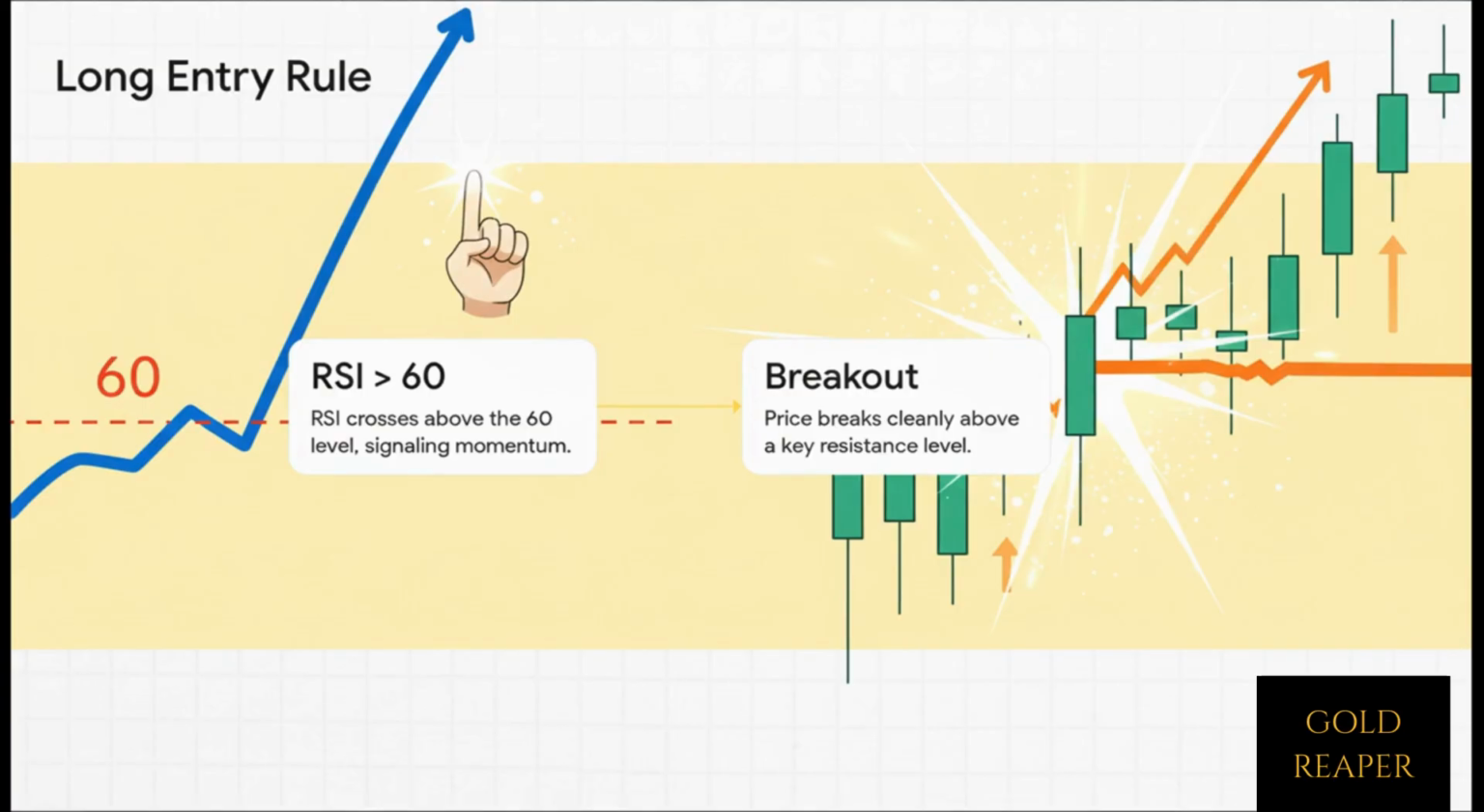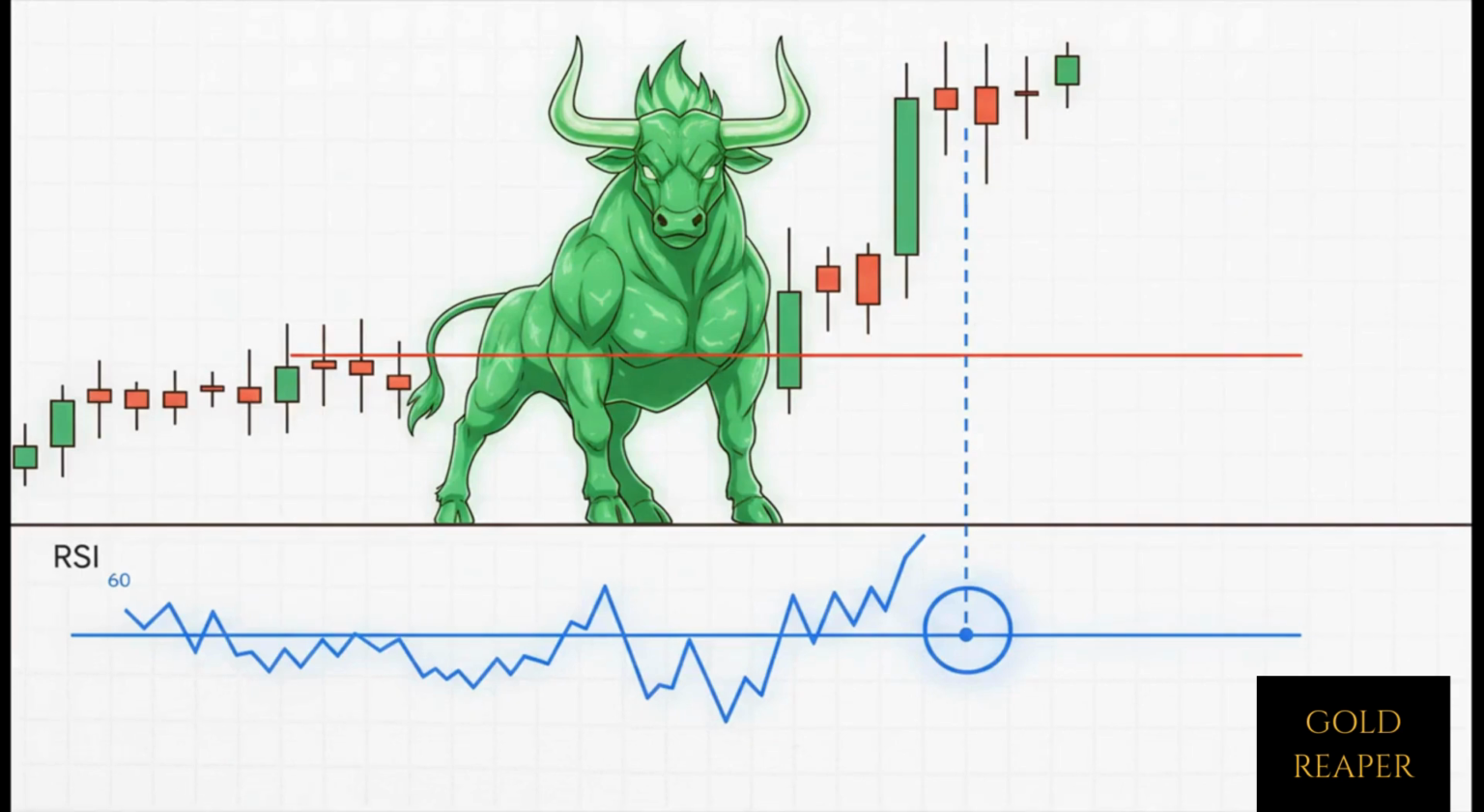But, and this is the most important part, we don't act yet. We wait patiently for step 2. We need to see the price itself confirm that momentum by breaking and closing above a key resistance level. Both things have to happen. And you can see it right here on the chart. Look at how these two events line up. The RSI crossing above 60 was our alert.